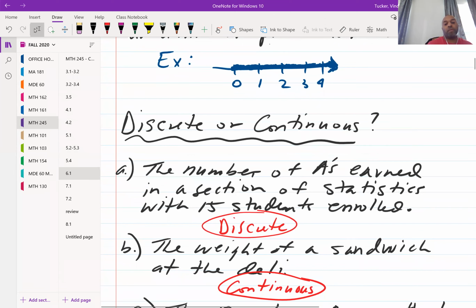Whatever it is, it's countable. When we look at the weight of a sandwich at the deli, that would be considered continuous because once again, we're talking about measurement. If your scale is more accurate than mine, then you will have a weight that is more precise, wherein mine wouldn't be. But that doesn't mean I have the wrong answer, it's just that you have a better scale than mine. Most of the time, when you talk about measuring something, you're going to be looking at a continuous variable, excuse me.